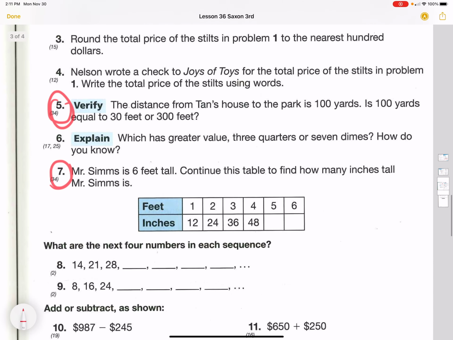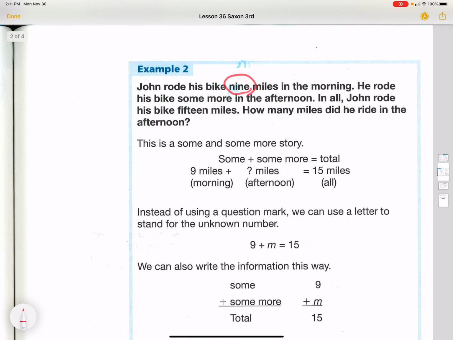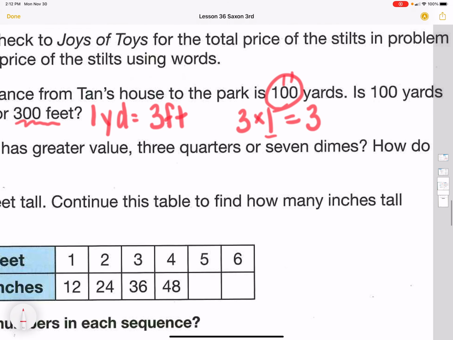So number 5, the distance from Tan's house to the park is 100 yards. Is 100 yards the same as 30 feet or 300 feet? And this is kind of hard because you have to know that 1 yard is equal to 3 feet. So if we have 3 times 1, that's 3. We know most of our times one facts. One group of three is three. The question is, do I have 1 zero or 2 zeros? And to answer that, you need to look right here at 100 yards. Not 30 yards, but 300 yards. If we were looking for the feet in 10 yards, it would be 30.